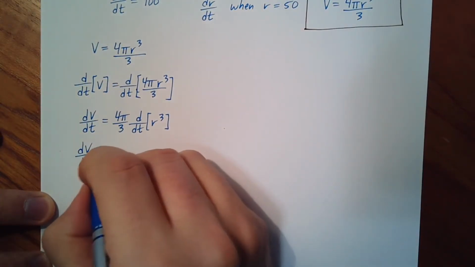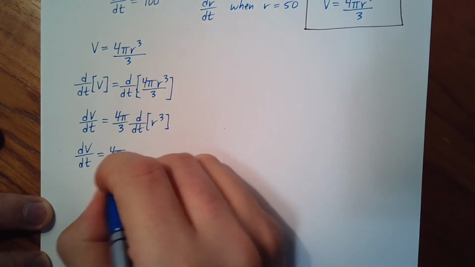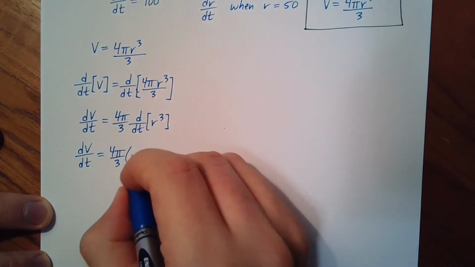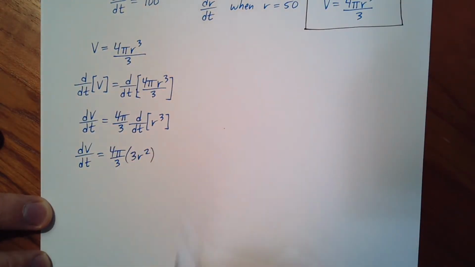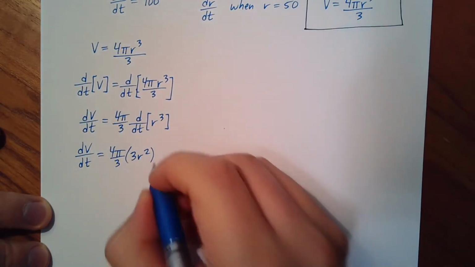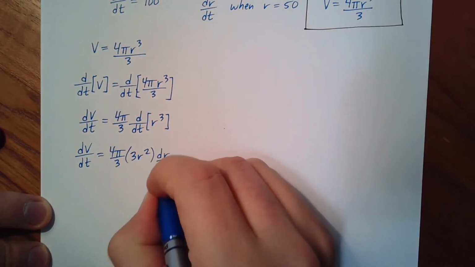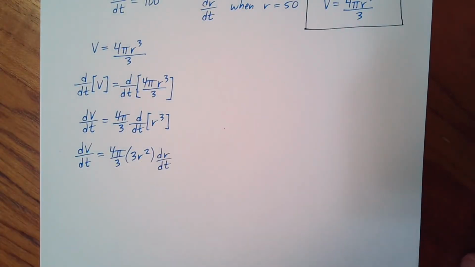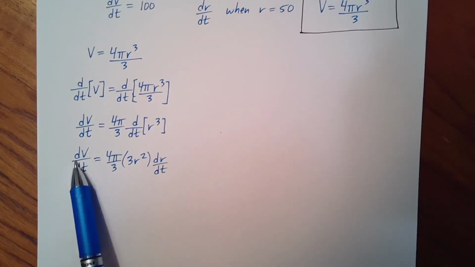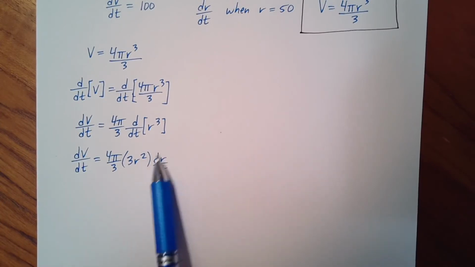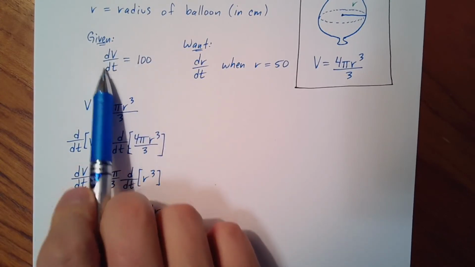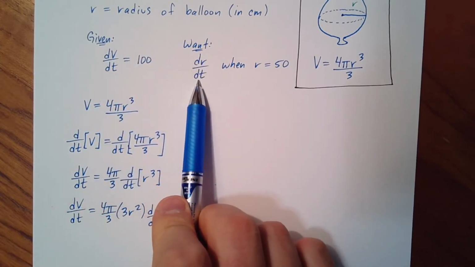is dV/dt is equal to 4 pi over 3 times the derivative of the outside function with the inside function left alone. That's the first part of the chain rule, right? That's going to be 3r squared. But now we have to multiply by the derivative of the inside function, and the inside function is r here. So we're going to multiply by dr/dt. So that's good. That gives us a relationship between the rate of change of the volume with respect to time and the rate of change of the radius with respect to time. Right? And that's what we need because we're given information about the rate of change of the volume, but we want to find the rate of change of the radius.